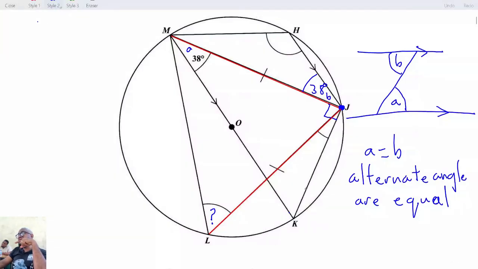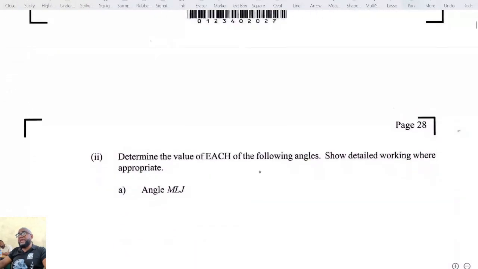The three angles in a triangle add up to what? 180, right? So, focusing on the triangle we were focusing on before, I can find angle MKL. Cool? So, let me go down. We're going to find angle MKL.